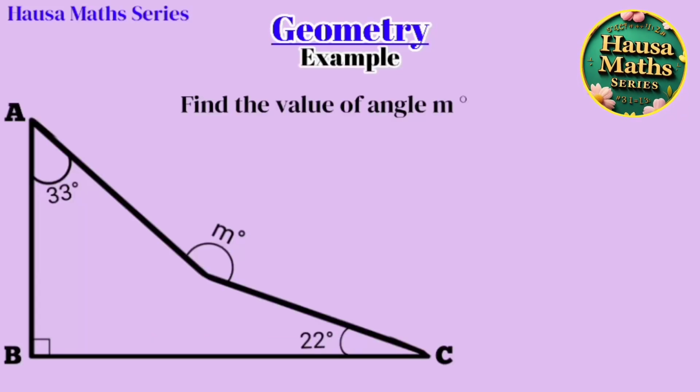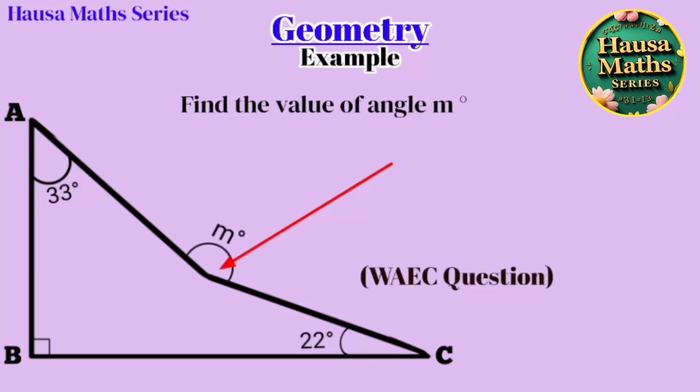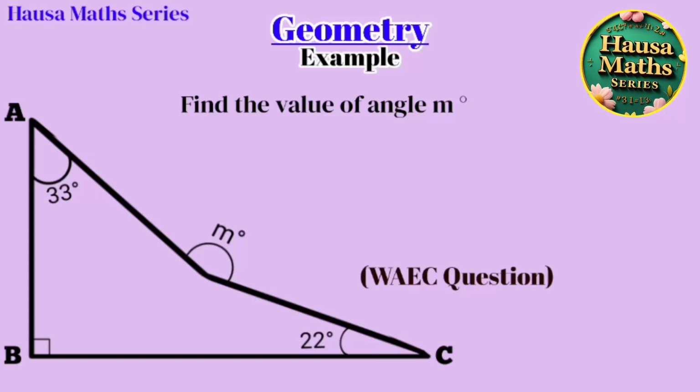Now let's take an example. Find the value of angle M in this diagram below. So how can we find this? This is among the typical exam questions. The value of M is less than 180 degrees, because every straight line has 180 degrees, but this one is less than 180 degrees.